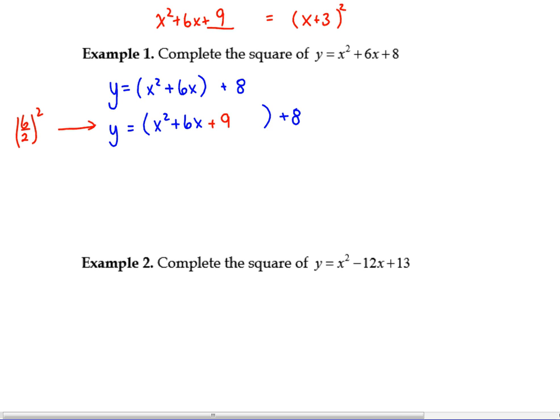Can we magically add 9? No, so we're going to subtract 9. We're leaving it inside the brackets for now because when our a value is not 1, it's going to change a little bit. So we want to leave it inside. Our next step is now to pull out the negative 9. If there was an a value in front, I would have to multiply negative 9 by that a value to bring it out. And that's what we're going to do tomorrow.